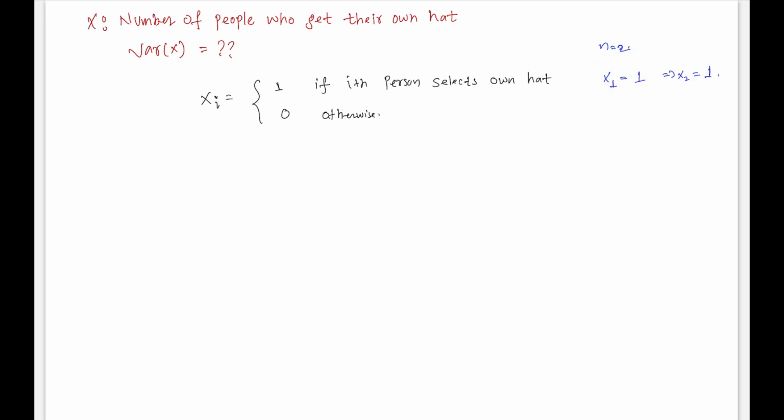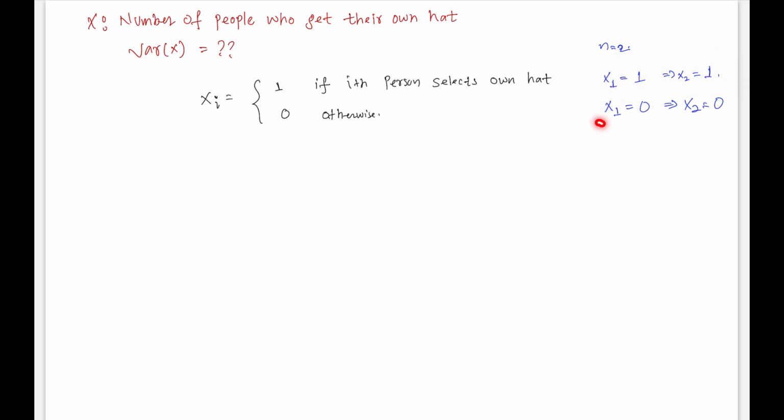You are saying the dependency, right? Or maybe if I tell you that person 2 has not got back their hat, in that case that will also imply that person 2 will also not get their hat back, right? So you can easily see for the case of n equals 2 that there is a dependency, that if you know the random variable x1, then you know about the random variable x2.